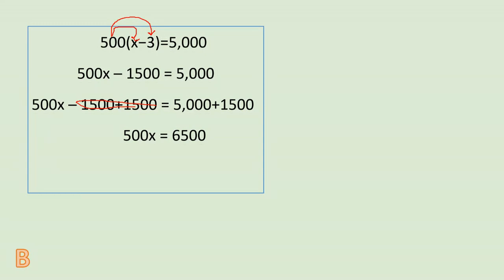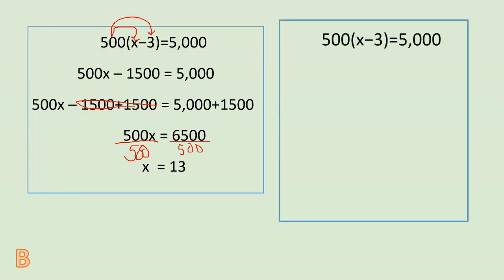Now remember, we need to do an operation. So what kind of operation would we do? The inverse of multiplying. And what is the inverse of multiplying? Good job. That's right. So we're going to divide. So let's divide by 500 on both sides of the equal sign. And what do we get? Well, we're going to get x is equal to 13. Awesome job. Now let's try the next method by dividing.